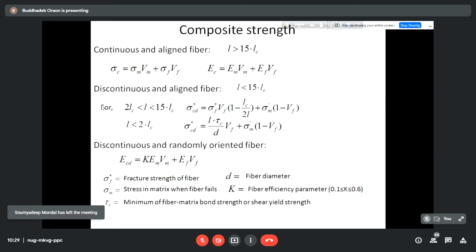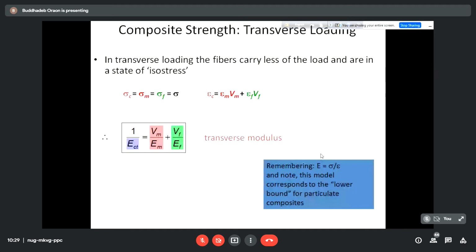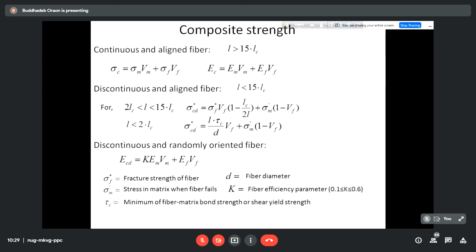Next, we have shown actually three diagrams. What I am trying to tell you is that we have seen three different diagrams, with A, B, C as three different cases. We are trying to develop the strength equation sigma c. What will be the expression for A, B, and C? A and B we have discussed, and the third one is when the fibers are randomly oriented, as we can see in diagram C. So it becomes like this: discontinuous and randomly oriented.